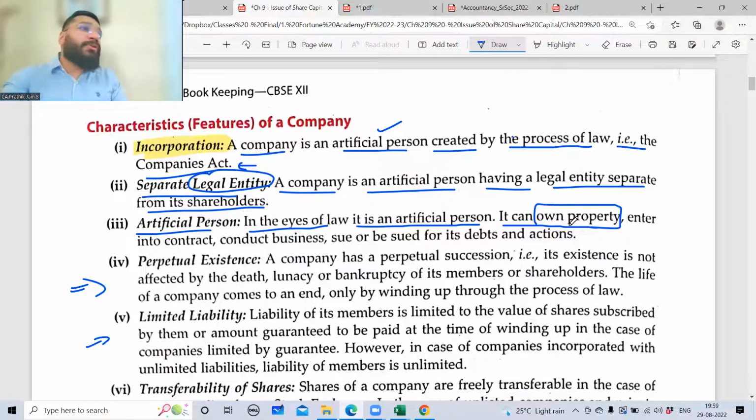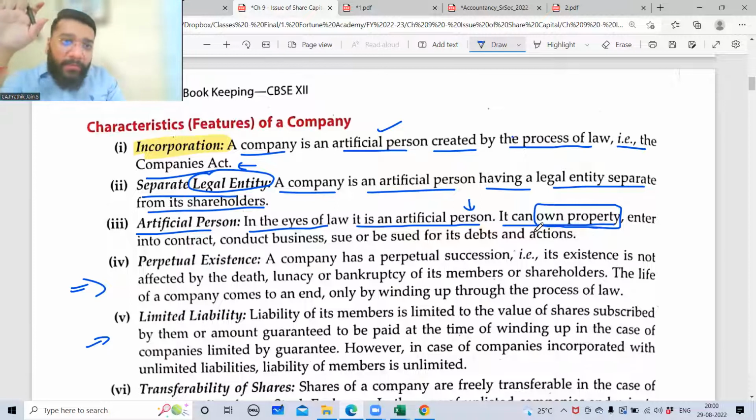So company is not a natural person, so we had to give that status to the company. And to give that status, it is very important that it has the features of a person. That's why a company is called an artificial person. When that status is given, the company can own property in its name. Let's suppose the company wants to buy a land. Now the question is, in whose name does the property need to be purchased or registered?